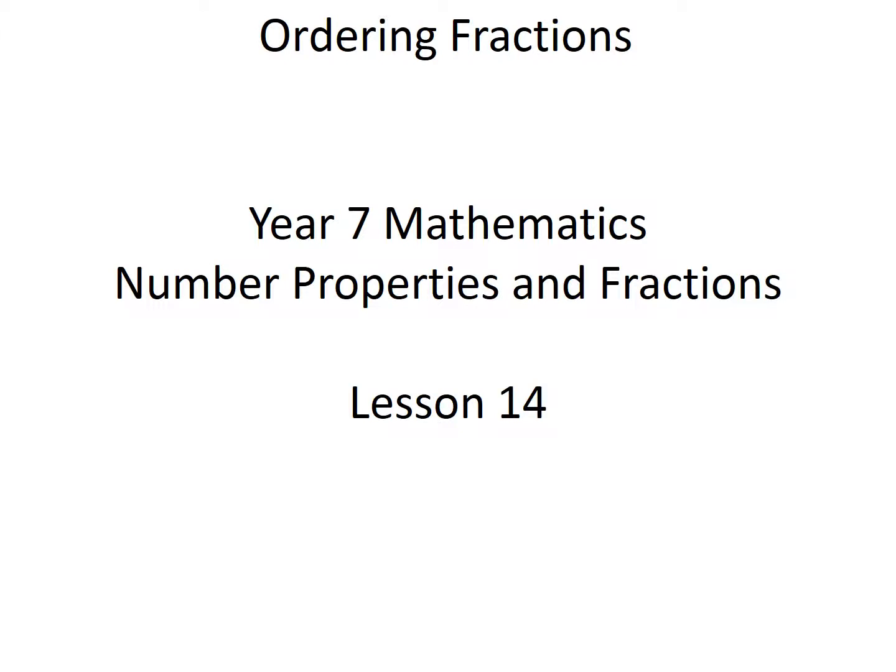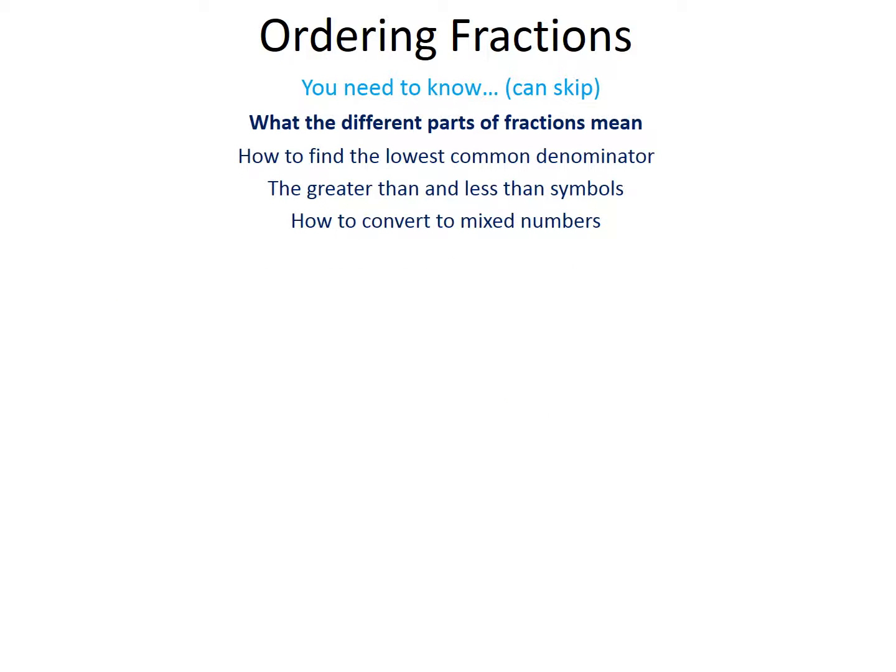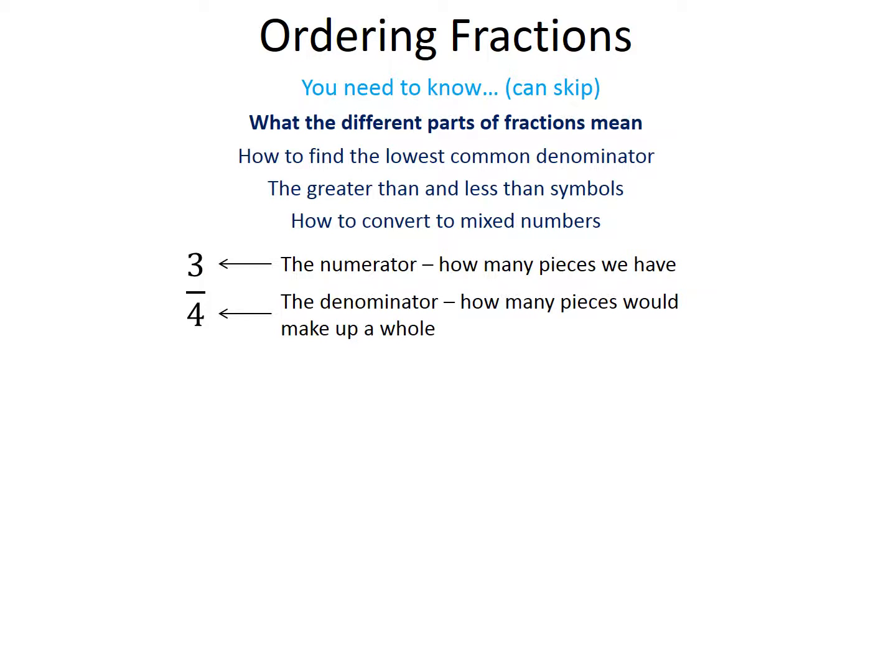In this lesson, we're going to be looking at how we can compare fractions and see which ones are bigger and which ones are smaller so that we can put them in ascending or descending order. Since it's fractions, remember we've got a numerator on top, and that's how many pieces we have, and we have a denominator, which is how many pieces would make up a whole. 3/4 looks like this because there are 4 sections altogether and 3 of them are shaded in.